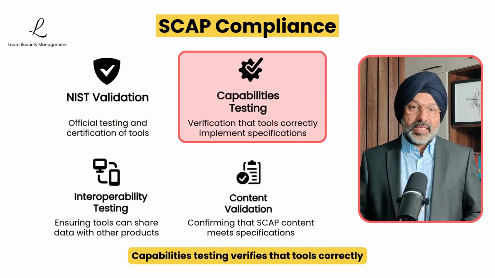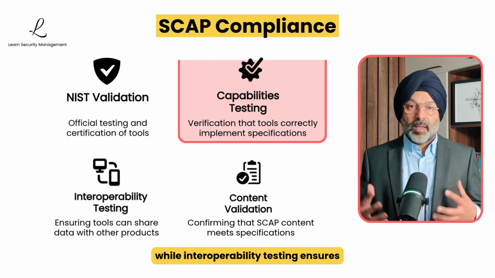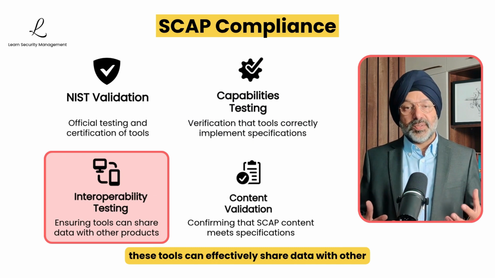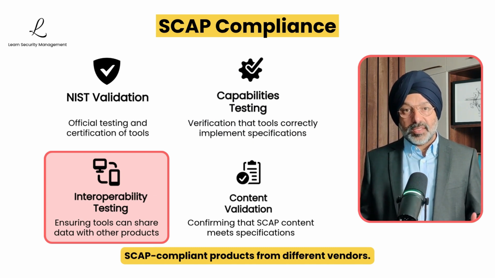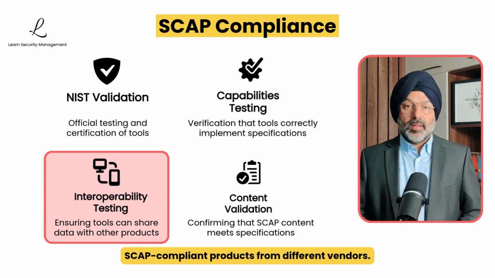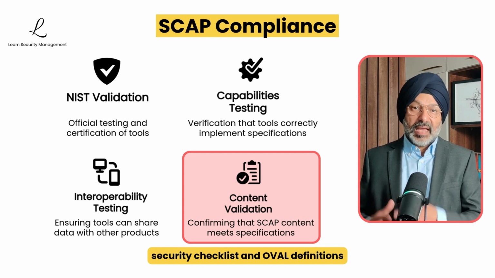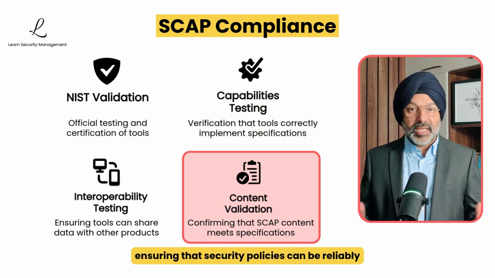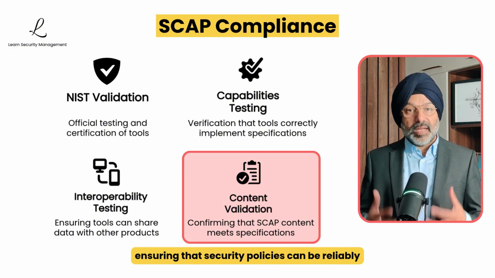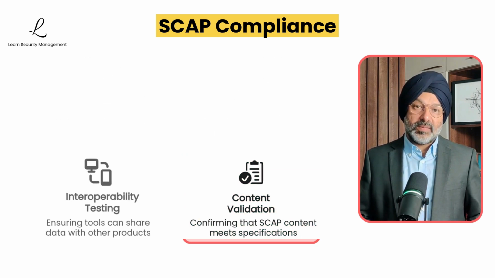Capabilities testing verifies that tools correctly implement all required SCAP specifications, while interoperability testing ensures these tools can effectively share data with other SCAP compliant products from different vendors. Content validation confirms that SCAP security checklist and OVAL definitions meet the technical specifications, ensuring that security policies can be reliably automated across different tools and environments.